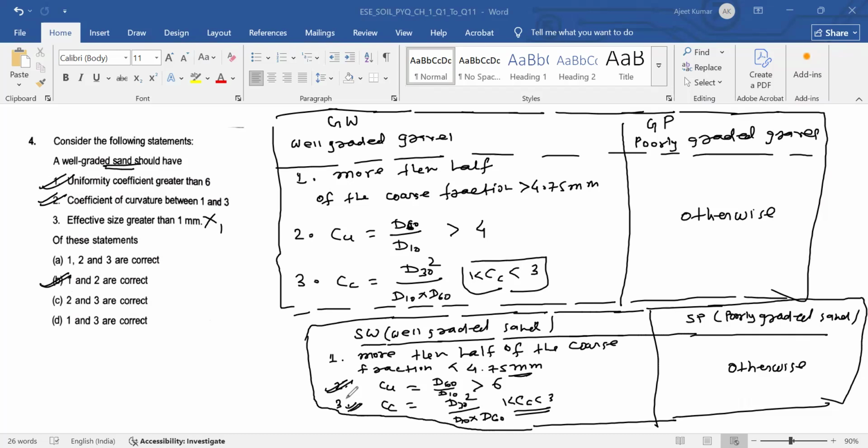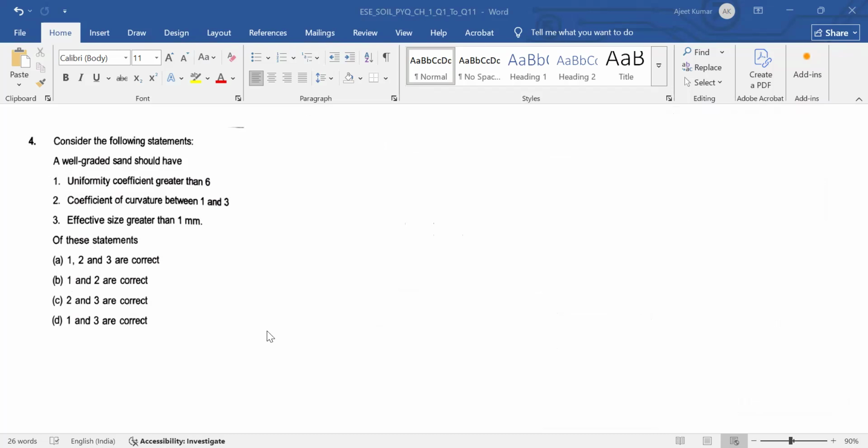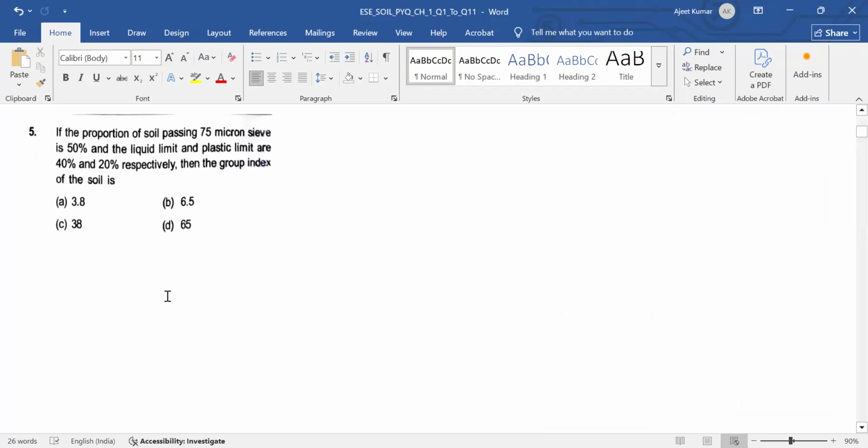Okay. So now the next question is question number 5. What is question number 5? If the proportion of soil passing 75 micron sieve is 50%, and the liquid limit and the plastic limit are 40% and 20% respectively, then the group index of soil will be. So what is group index? Let me discuss in detail about group index.